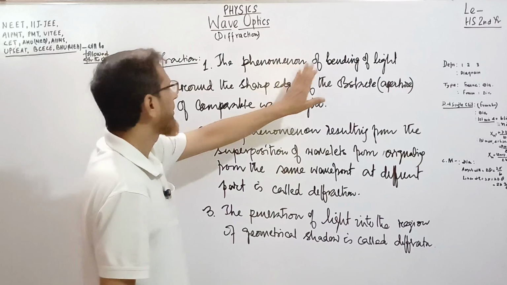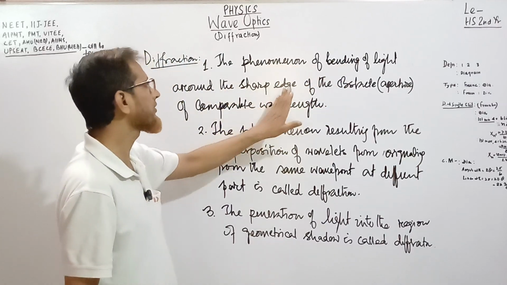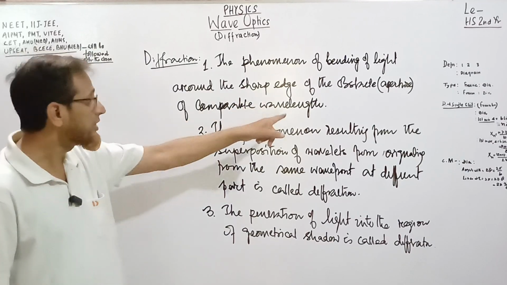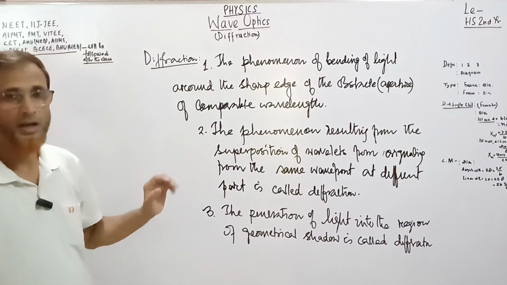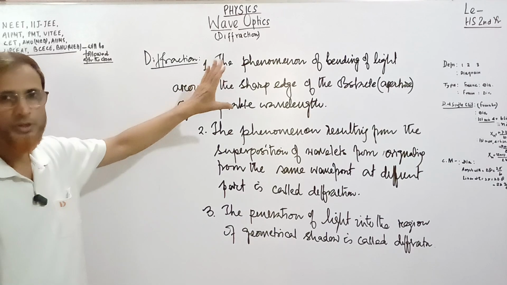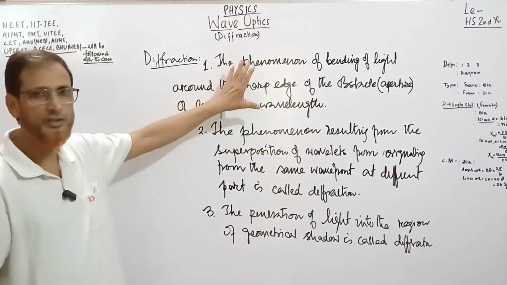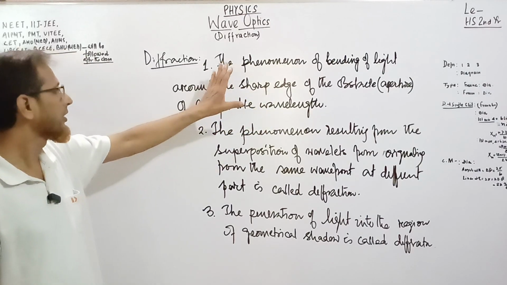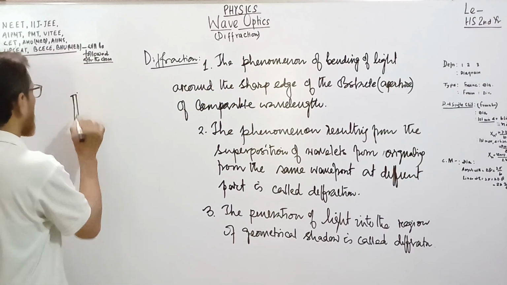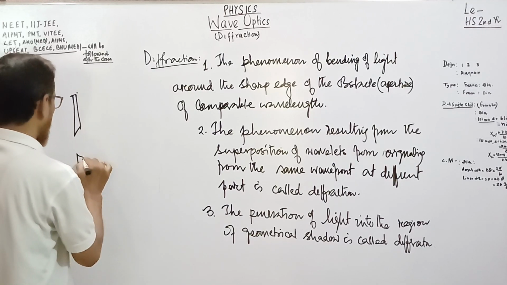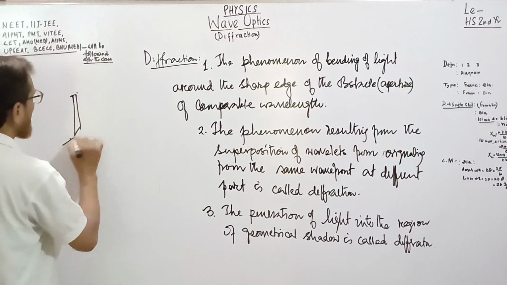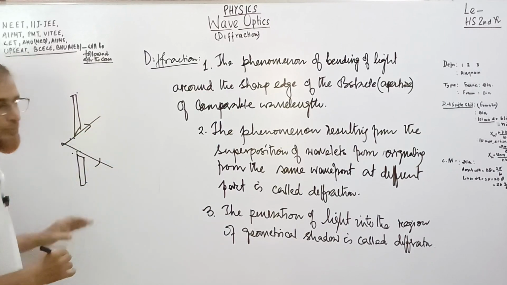So the phenomenon of bending of light around the sharp edge of an obstacle or aperture of comparable wavelength is called diffraction. I will explain. I will give you the definition and the figures, and along with the figure, I will explain the phenomenon. First of all, follow minutely: if your aperture is of this type, sharp, and the light is made to pass in this way.